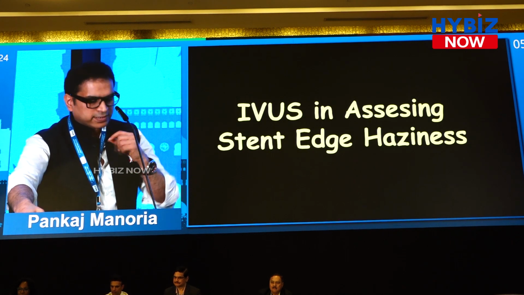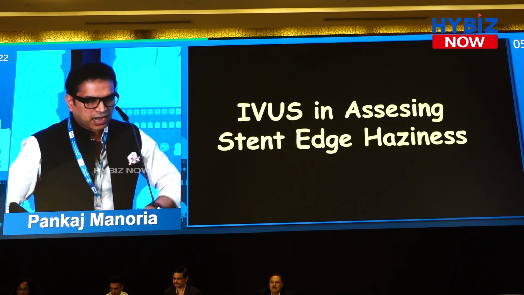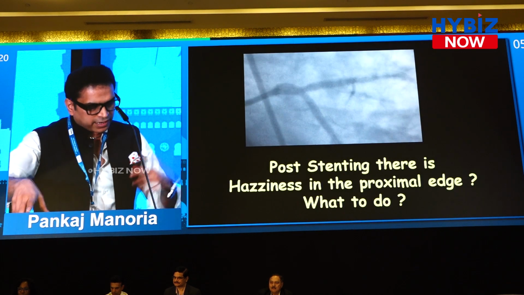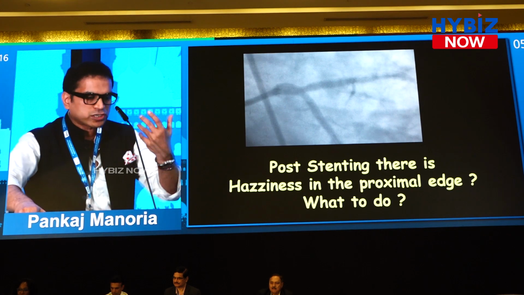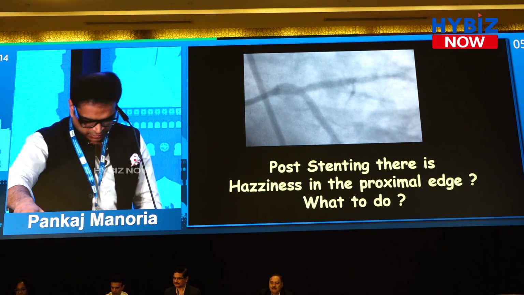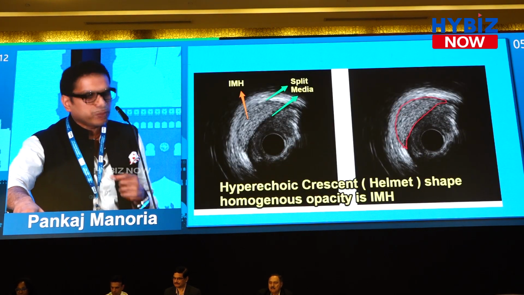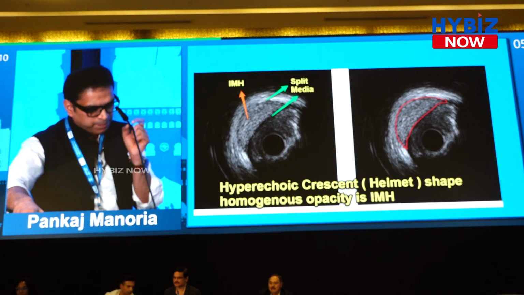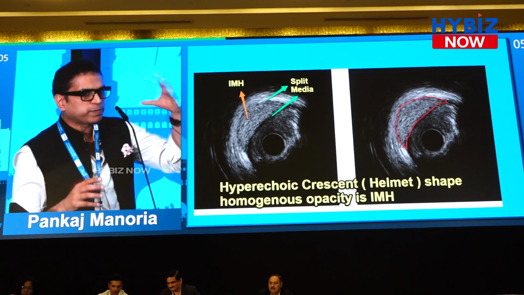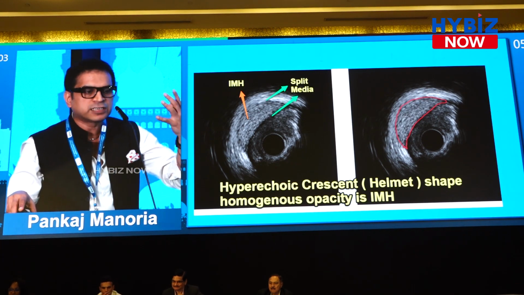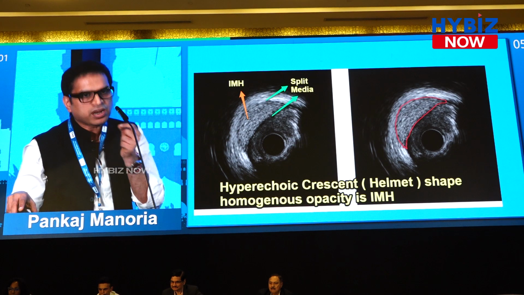IVUS also helps us in assessing stent edge haziness after putting a stent. This was a case in which an ostioproximal stent was placed. We see some haziness just proximal to the stent. We don't know what it is. Just put an IVUS. When we put an IVUS, we found a hyperechoic crescent, helmet-shaped homogeneous opacity between the two media. The media was split and blood has accumulated within the medial space. This is nothing but intramural hematoma.